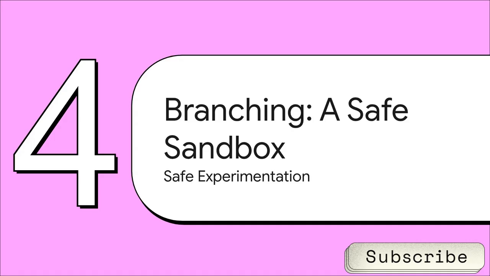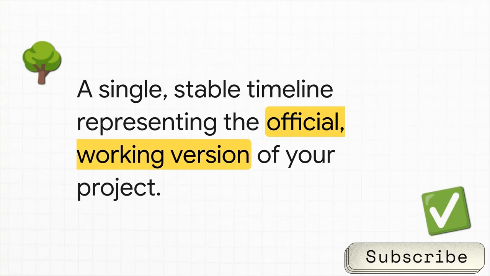Okay, let's talk about what is, for my money, one of the most powerful features of Git. This is the secret sauce that lets big teams work on the same project without stepping on each other's toes. It's called branching. And it's basically a safe sandbox for your code. So, picture your project as this one long single timeline. This is your main branch. Think of it as the official, stable version of your project, the one that actually works.